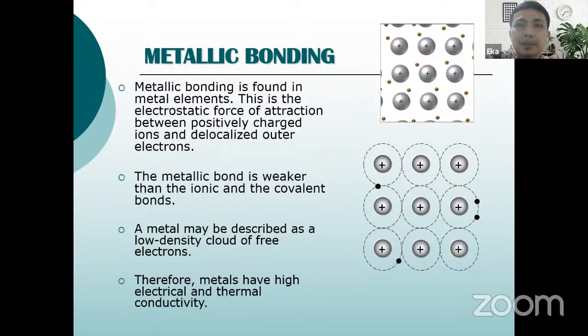Metallic bonding means it could facilitate electrons to transfer to their orbitals. Do you remember orbitals? Conduction band and valence band. So in metallic bonding, electrons will easily transfer through the conduction band.